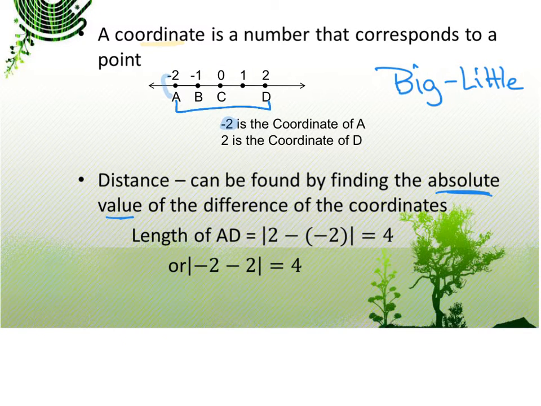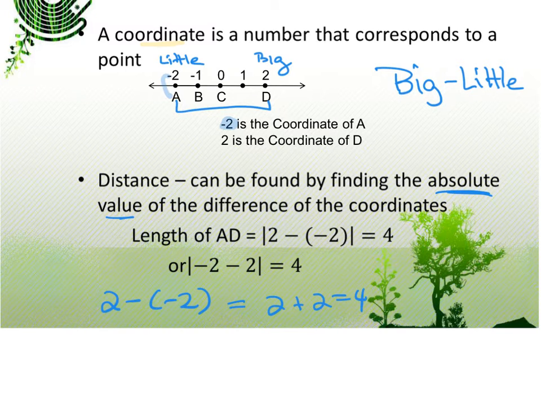So in this particular problem, if they want me to find how long it is from A to D, I can either do 2 minus -2. So the bigger number was 2, and my little number is -2. Keep flip change. 2 minus -2 is 2 plus 2, and I get 4.